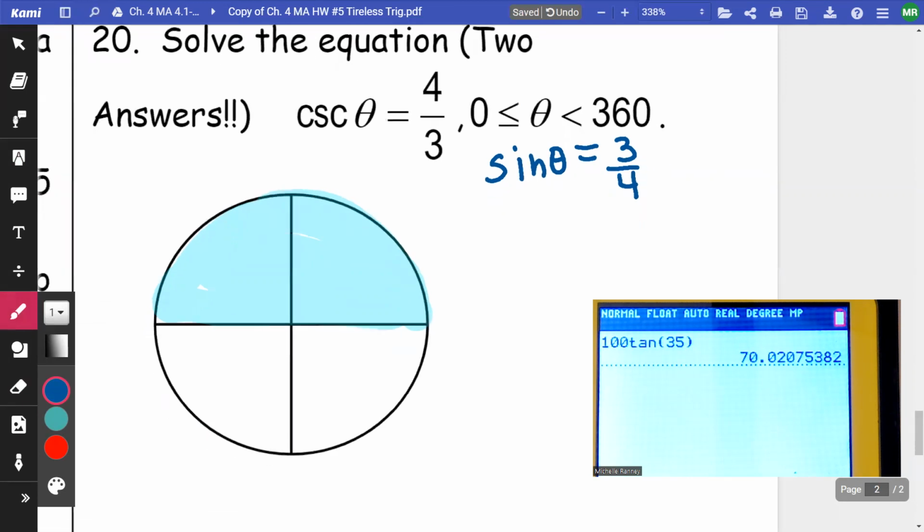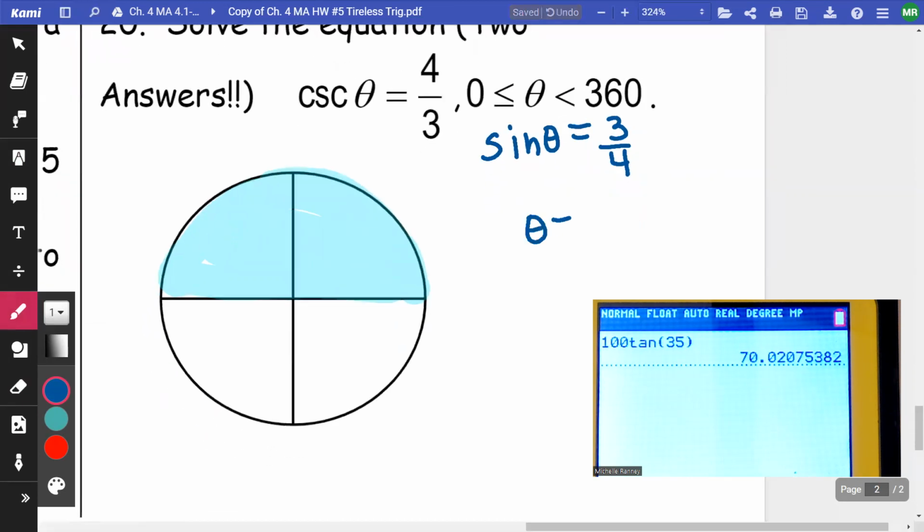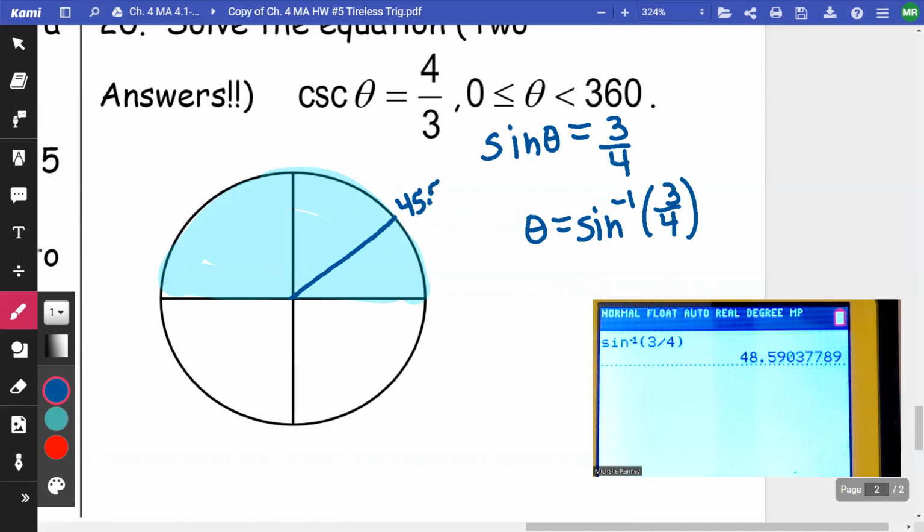And so what I'm going to do is inverse sine of 3/4. That's going to give me my answer in quadrant 1. And I want my calculator in degrees, which it is. So sine inverse of 3/4 gives me 48.59 degrees. So one of them is going to be 48.59 degrees.